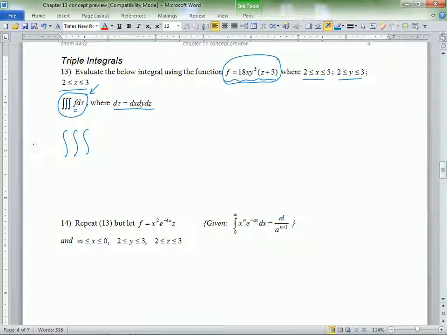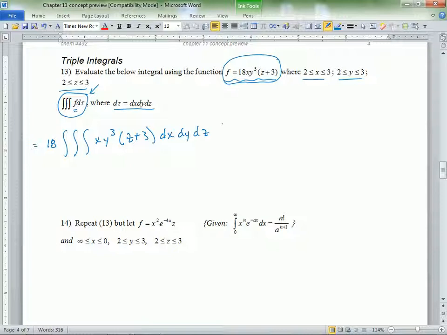Yeah, I don't have to worry about it then. So I have x y cubed (z + 3) dτ, dx dy dz. Okay, so what they're trying to say is your innermost integral here is dx. So I guess we can put our limits for x here.